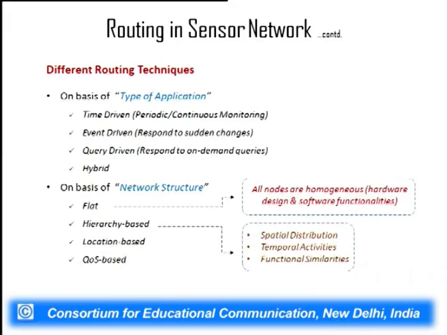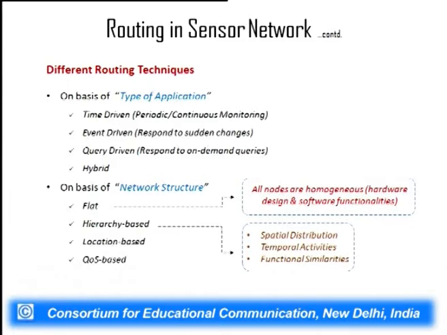Now this was on the basis of type of application. Now let's talk about the basis of network structure. It can be flat network structure, hierarchy based, location based, or quality of service. If you're talking about flat network structure, it means that all the nodes are homogeneous, which means that they might be similar in hardware design or in software functioning. Maybe they are given the same type of task to be performed during their operational lifetime.